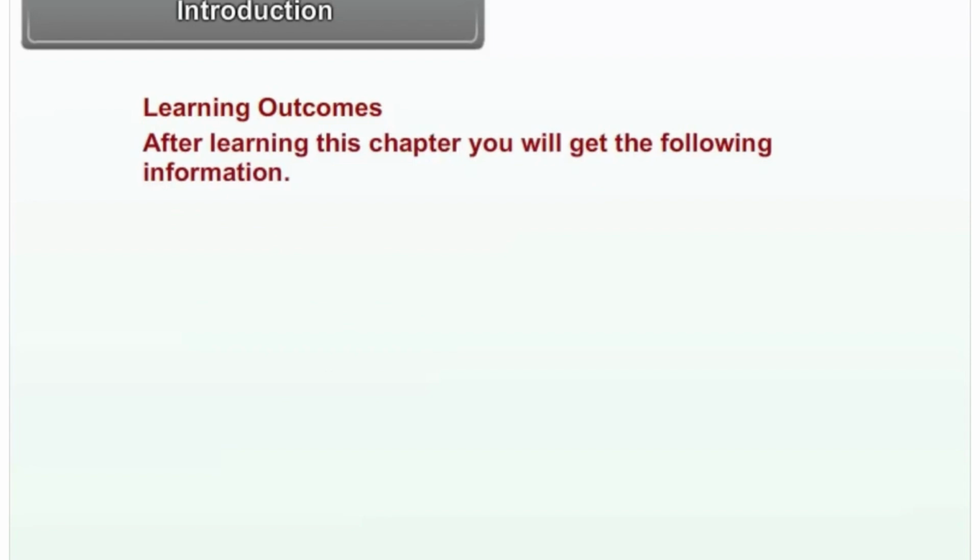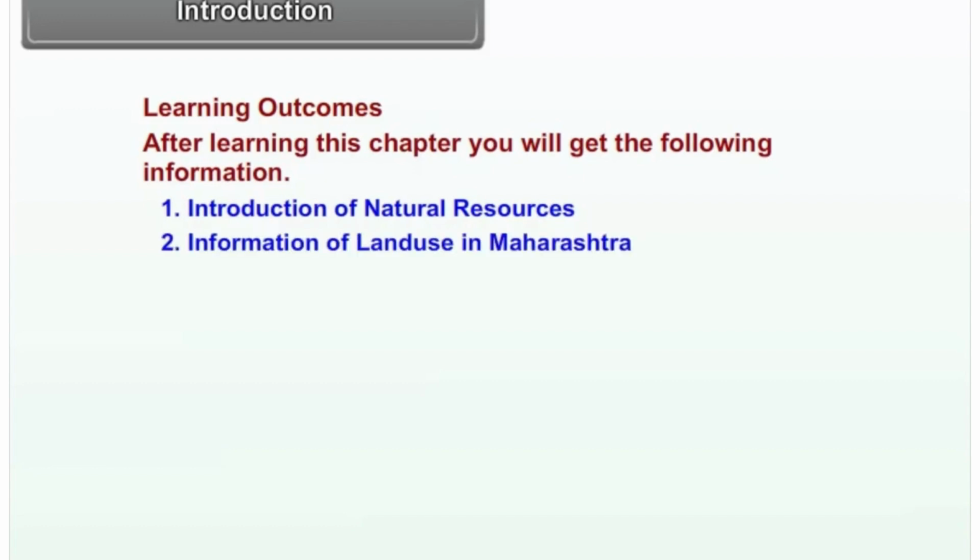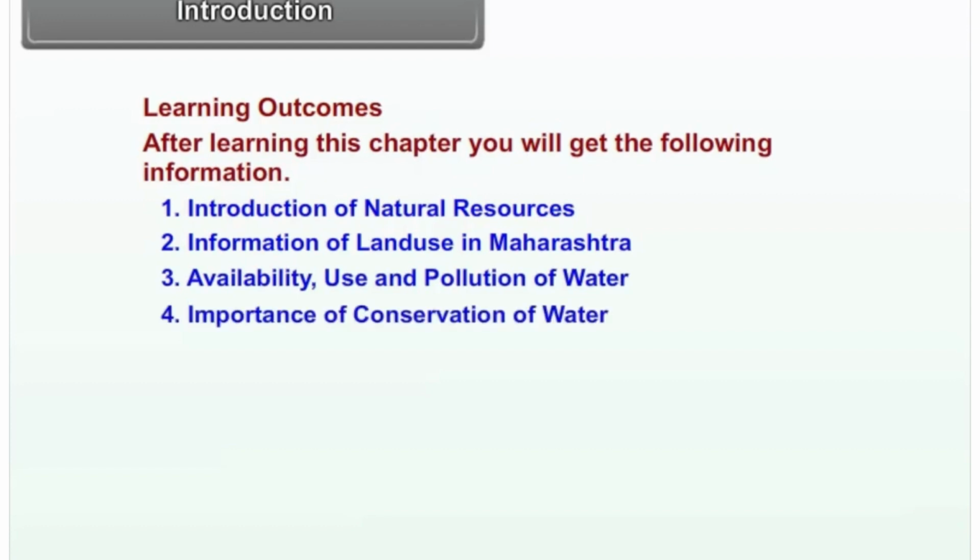Learning outcomes. After learning this chapter, you will get the following information. Number 1. Introduction of natural resources. Number 2. Information of land use in Maharashtra. Number 3. Availability, use and pollution of water. Number 4. Importance of conservation of water. Number 5. Various types of soil.